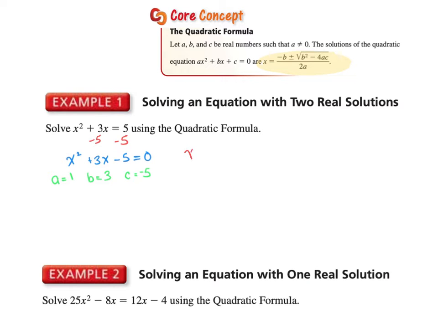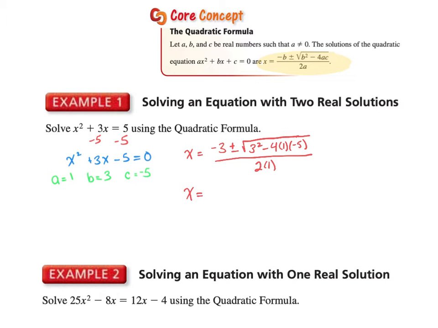So x equals negative b, the opposite of b, which will be negative 3, plus and minus, we're doing both, times the square root of b squared. b is 3, so 3 squared, minus 4 times a, which is 1, times c, which is negative 5. All over 2 times the a value, which is 1.